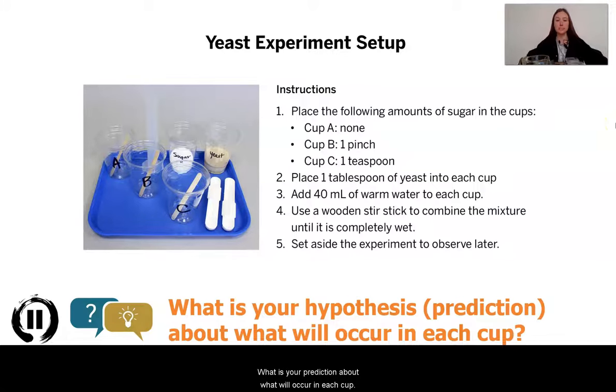What is your prediction about what will occur in each cup? Remember, in cup A, there is going to be no energy storage molecules. In cup B, there is going to be a pinch of energy storage molecules or sugar. And in cup C, there is going to be 1 teaspoon of energy storage molecules known as sugar.